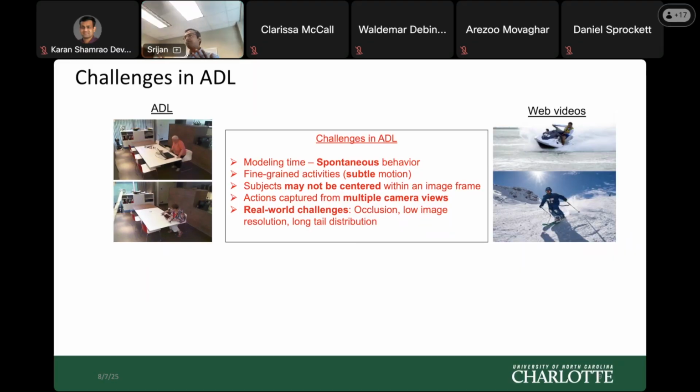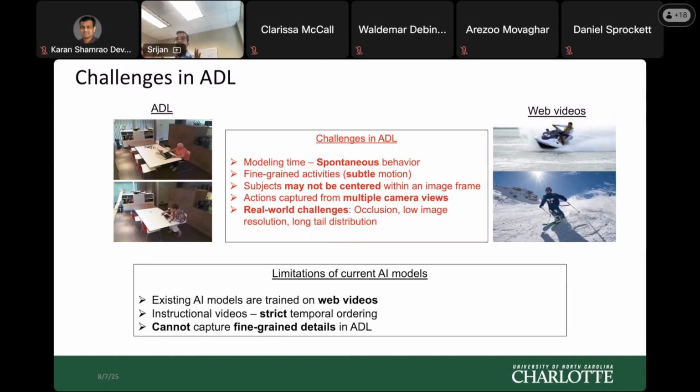Also, when you are taking videos from movies or sports, the actions are very prominent. The motion is also very prominent, and these kinds of motions are easy to model, especially for deep neural networks. And sometimes you can just look into the background and see what kind of activity is being performed.